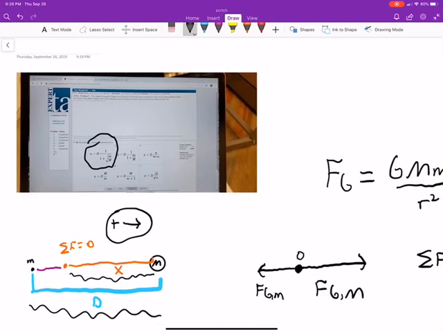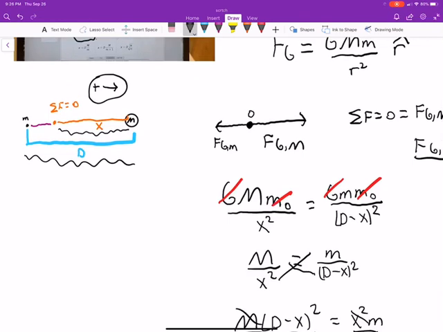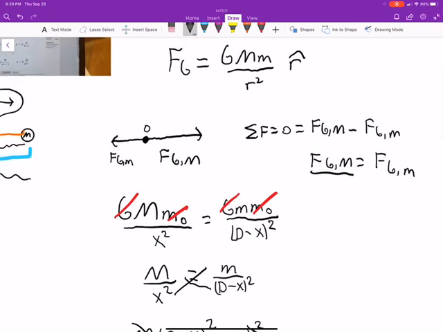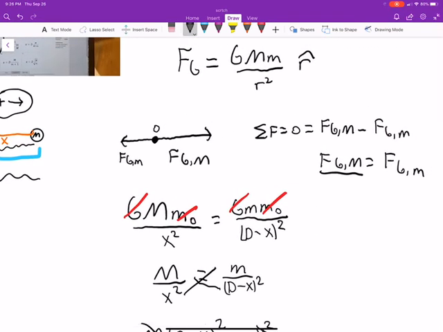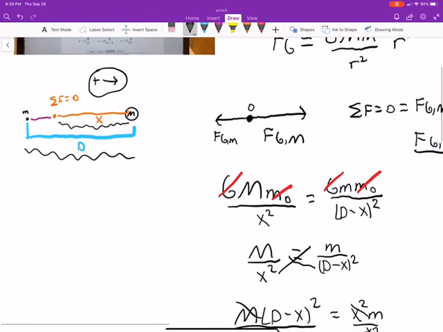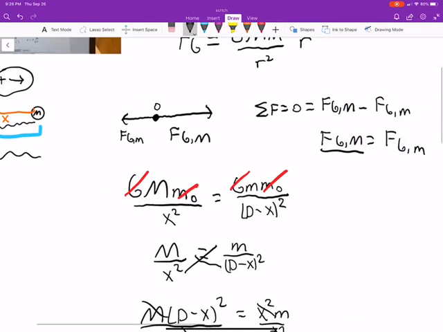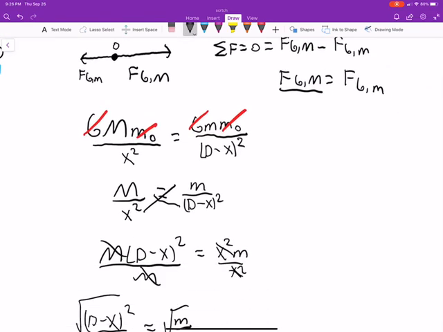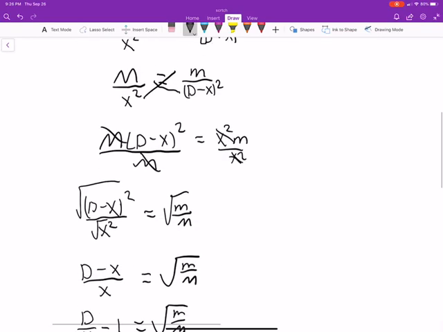So just to summarize, we drew our picture, and then we made a note that the force at this point is 0. Which means the force of gravity from the planet has to be equal to the force of gravity from the moon for those forces to cancel because they're going in opposite directions. And then from there, it was just a little bit of algebra, a little tricky algebra, I guess, but doable. So pretty fun.